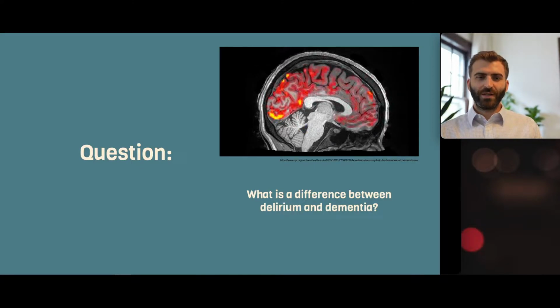First question is, what is the difference between delirium and dementia? So feel free to pause, take a second to think it over. But the major difference is that delirium has a sudden, abrupt onset, and dementia has a slower onset. And there are additional components as well that could be considered correct answers.